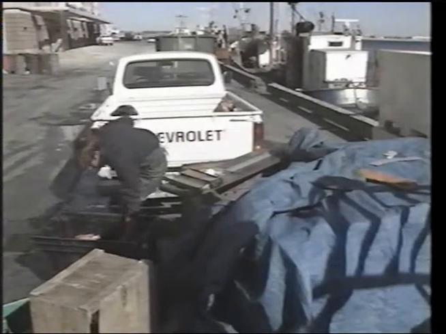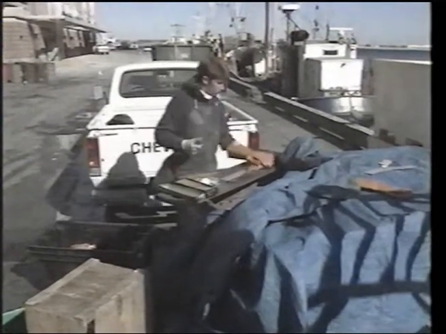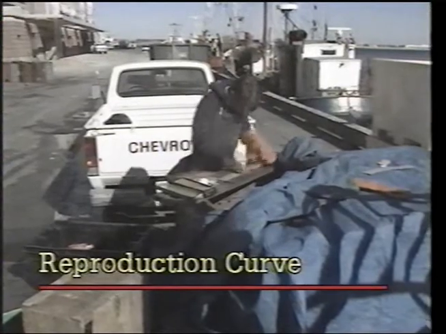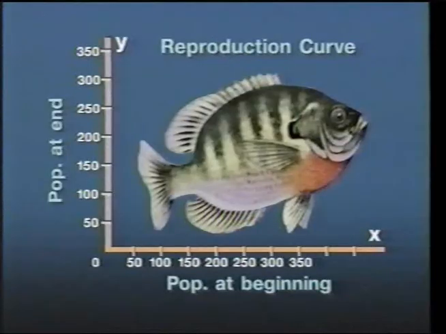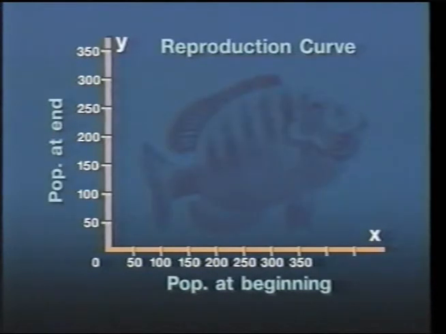Once values for X and Y have been collected for many seasons, they're used to make a graph called a reproduction curve. Let's make a reproduction curve with the X and Y values we used for the haddock population. We'll plot the population size at the beginning of the first season, 100 tons, on the X-axis of the graph. We'll then plot the population size at the end of that season, 125 tons, on the Y-axis.